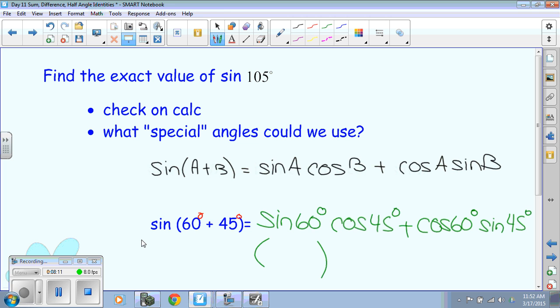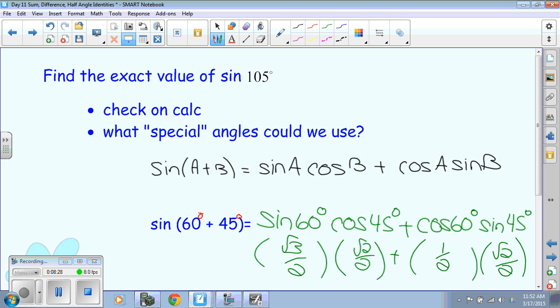Sine 60? We all know cosine 45 is radical 2 over 2. So if sine 60 is radical 3 over 2, what's cosine 60? Half. And this is radical 2 over 2.